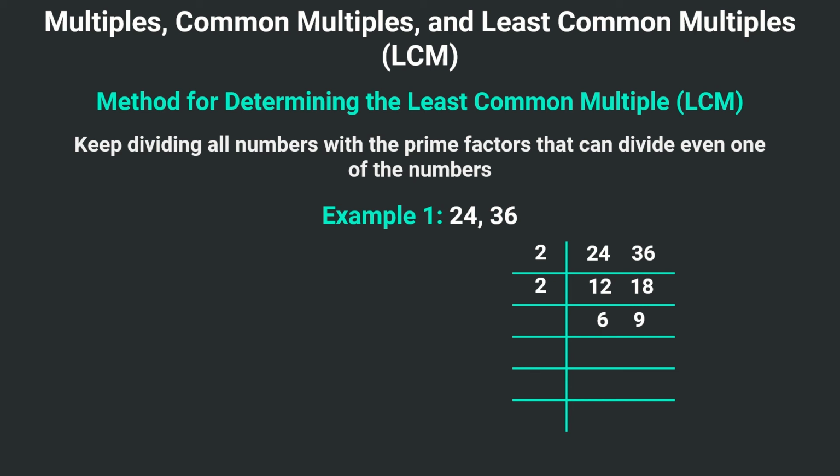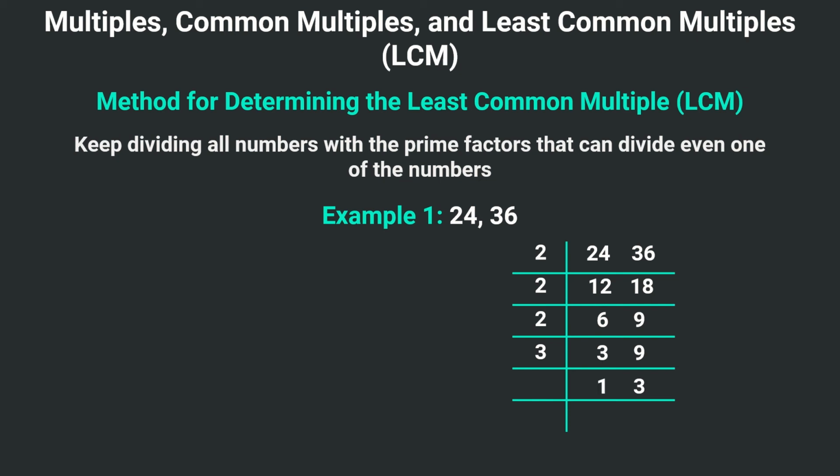Now 9 is not divisible by 2, but 6 is still divisible by 2. So according to the definition, we have to keep dividing the numbers even if one of them is still divisible. So again dividing by 2, we will get 3 and 9. Now both of these numbers are not divisible by 2, so we will move towards the next prime number, which is 3. Are both divisible by 3? Yes. So dividing by 3, we will get 1 and 3.